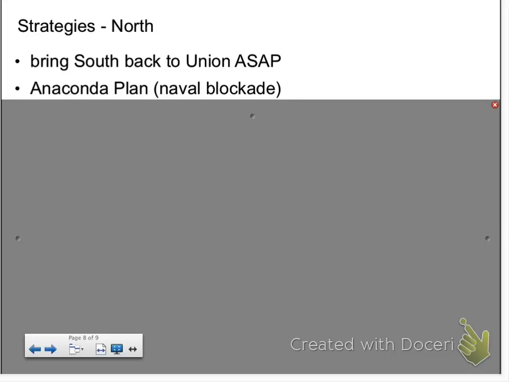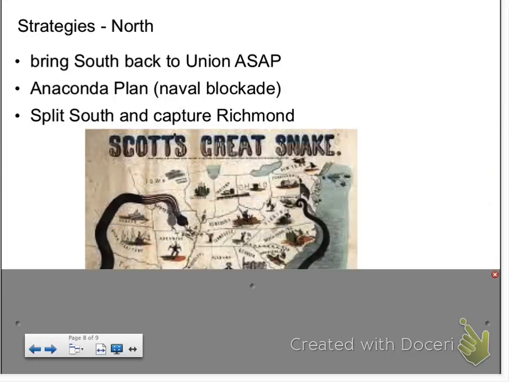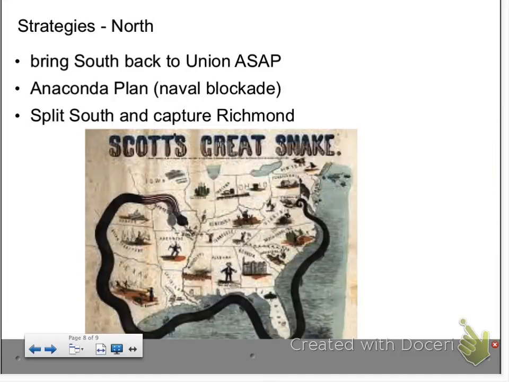What's an anaconda? It's a snake, and what do anaconda snakes do? They strangle, kill. They come around and squeeze the life out of you. Not a fun way to die. So with this snake idea, you can see the snake there, and the part of the snake that's in the water is that naval blockade. The North had a much better navy than the South. And then the snake continues around and plans on splitting the South and strangling the heck out of them, basically, and capturing the capital of Richmond.